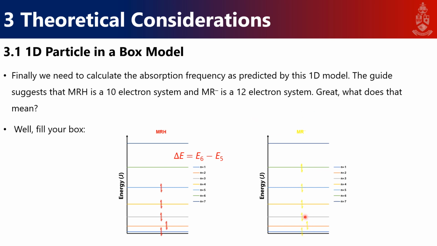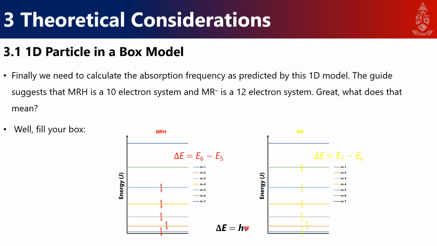In the same manner, we can do it for MR minus, except now we have 12 electrons. So we can go 1, 2, 3, 4, 5, 6. Its highest is the 6th level, and its excitation will be to the 7th energy level. So the difference in energy, delta E, is E7 minus E6. These you can calculate from the equation from the previous slide. Then you get delta E, which may be used to calculate nu, the vibrational frequency of our electron.